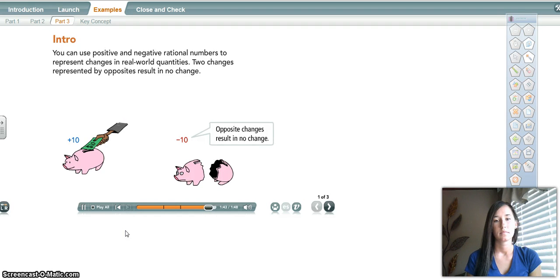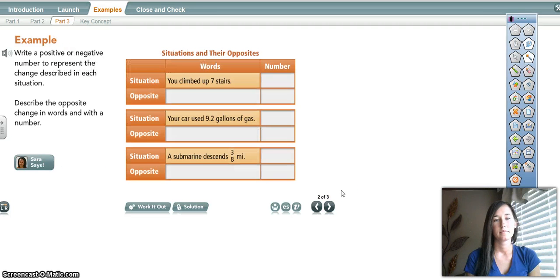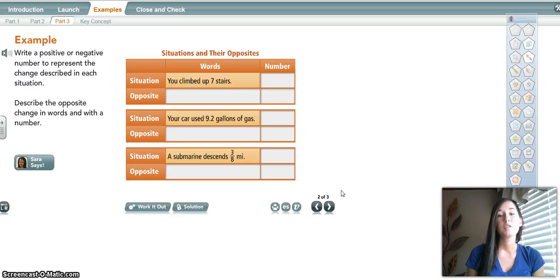Opposite changes result in no change. Opposite changes and just the idea of opposites in general are usually pretty familiar to us. Go ahead and complete the chart. What number represents climbing up 7 stairs? And what will be the opposite of that in words and as a number?